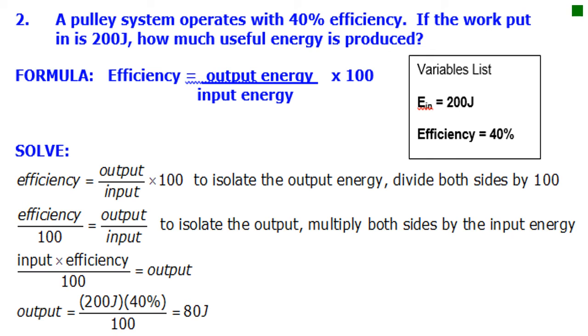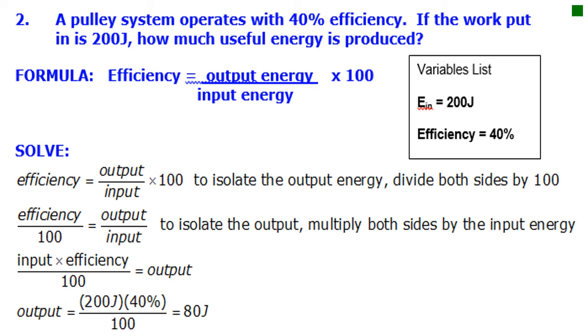So the efficiency is equal to output divided by the input times 100. You have to isolate the variable, right? That's one way you can do it. In order to isolate the output energy, isolating just means you want it by itself on one side of the equation. So you take one side of the equation divided by 100. Whatever you do to one side, you must do to the other. So we have efficiency divided by 100 is equal to the output over the input.